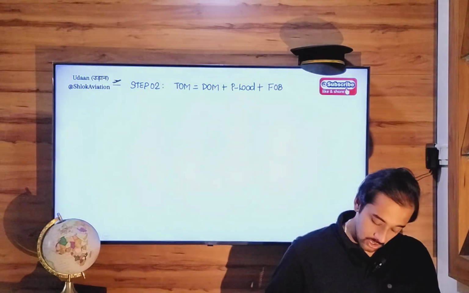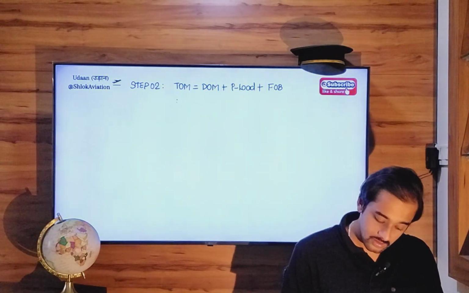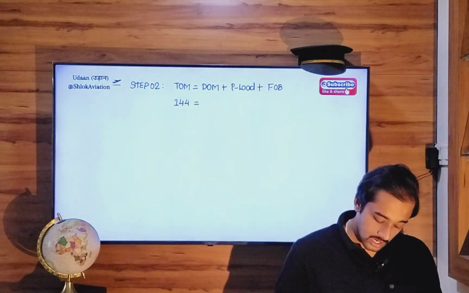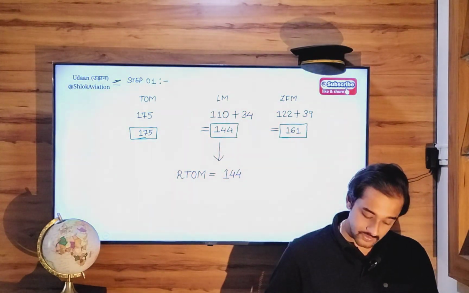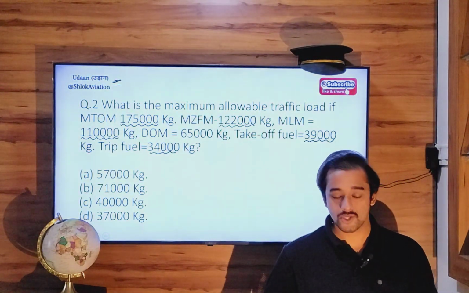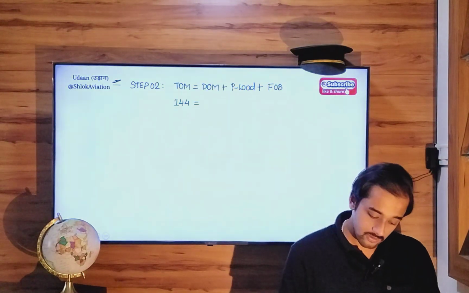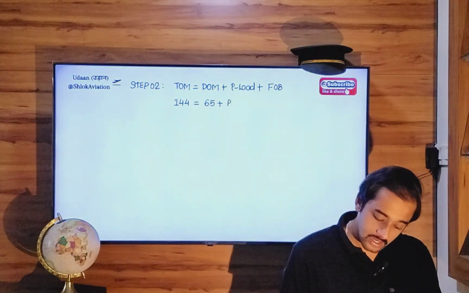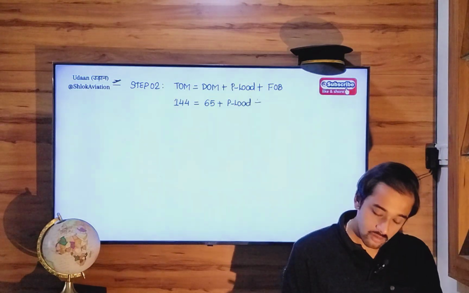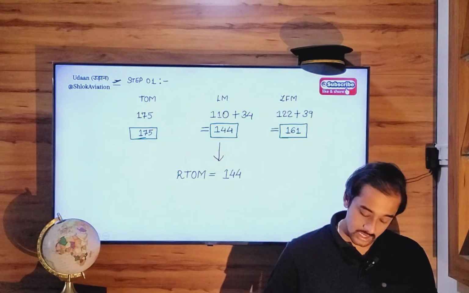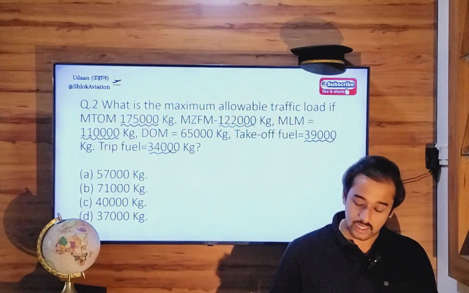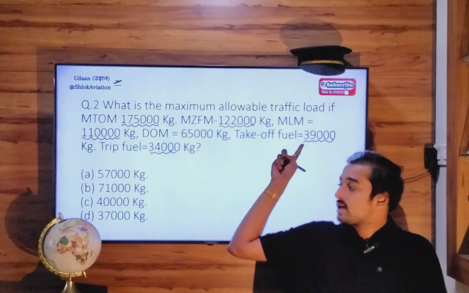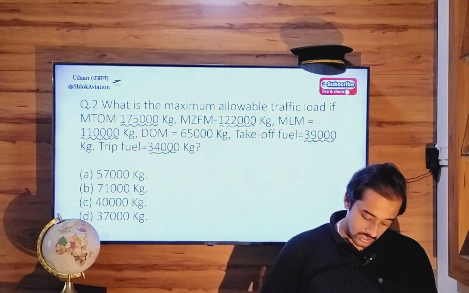Substitute the values. Takeoff mass is 144, dry operating mass is 65,000, so 65. Payload we have to calculate. Fuel on board is 39,000. Fuel on board is also known as takeoff fuel. So 39,000, write 39.